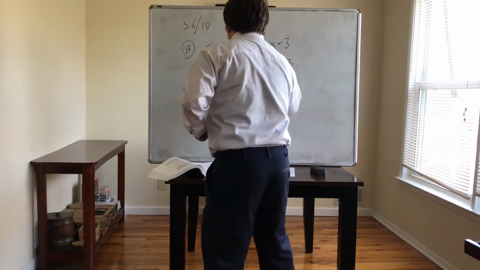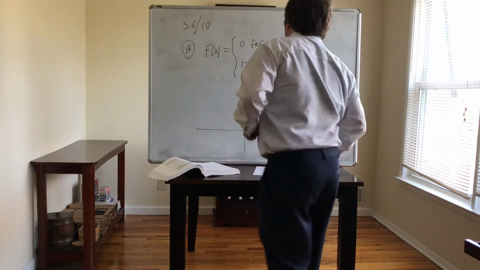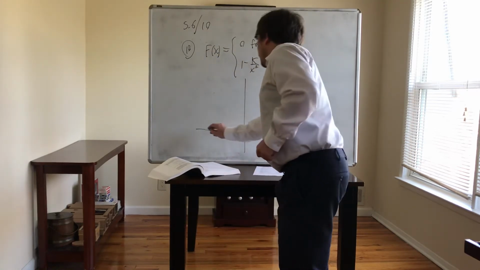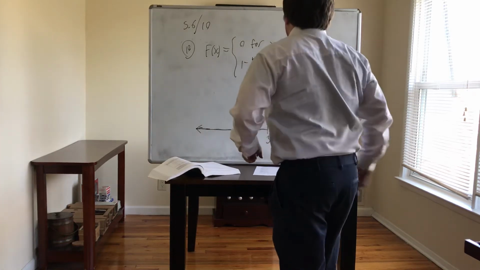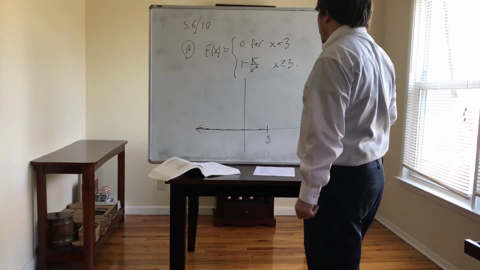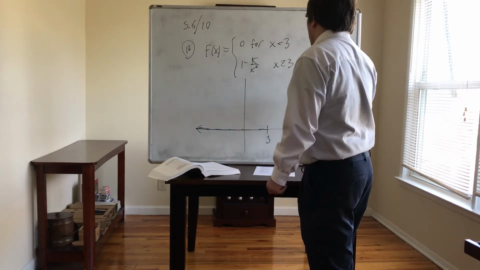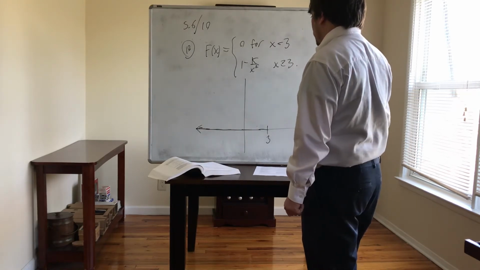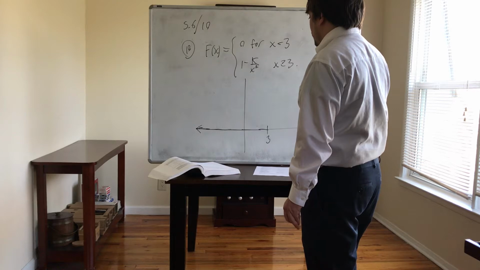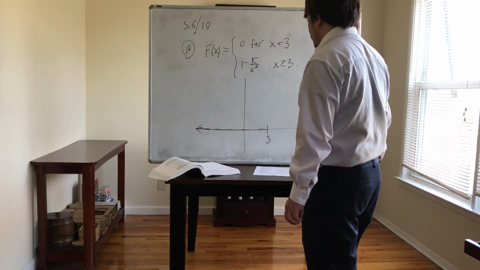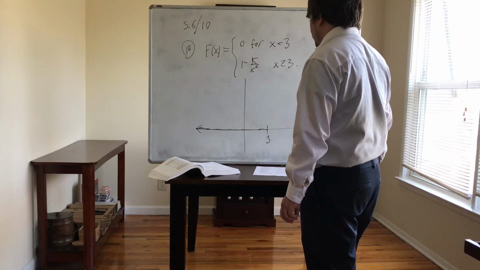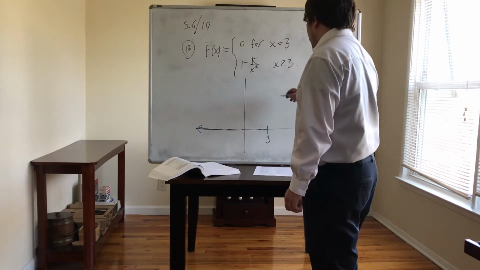And so the graph of capital F is this. When x is less than 3, the value of the graph is 0. And when x is equal to 3, we start the graph 1 minus 9 over x squared. So 9 over x squared is going to look kind of like this.